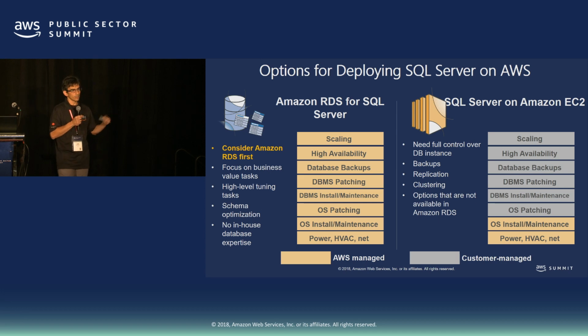I won't be paying much, and then I can just start testing. I don't have to be worried about patching. I don't have to be worried about high availability. So if a server fails, AWS automatically fails over for you and takes care of the DNS entry point, so all of that happens for you automatically.